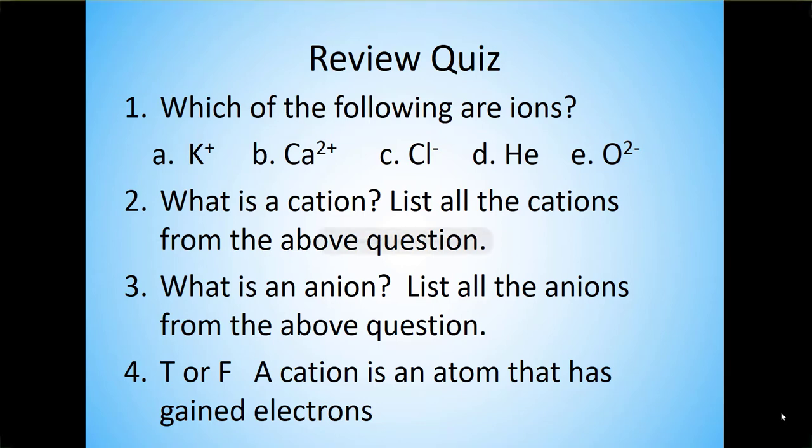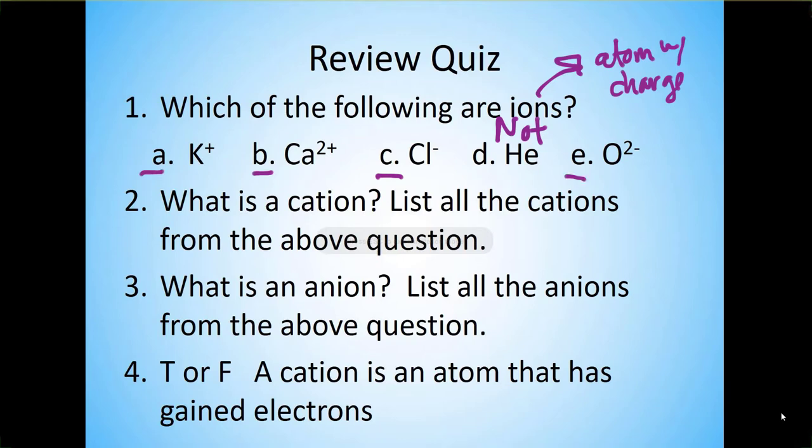So number one, which of the following are ions? An ion is an atom with a charge. And so we have here positive and negative charges, and all of those would be ions. So the only thing that is not an ion is this one, but it's all of them except for that one.